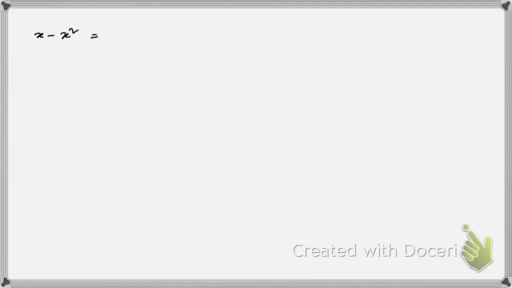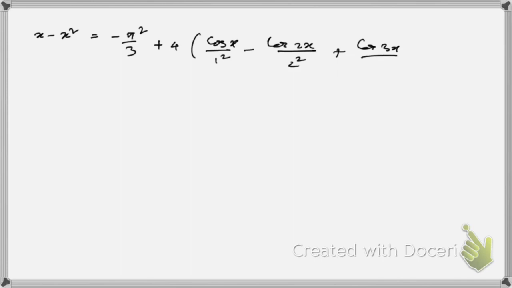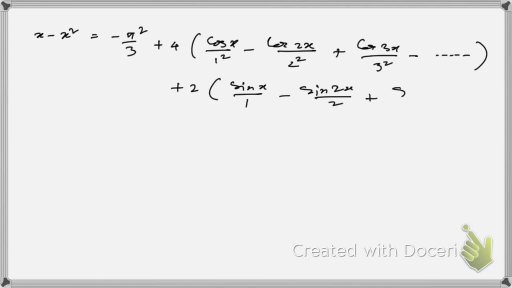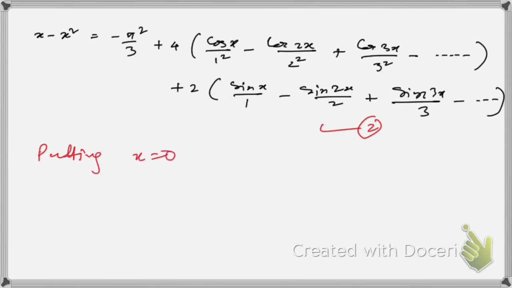x minus x square is equal to minus pi square by 3 plus 4 into cos x by 1 square minus cos 2x by 2 square plus cos 3x by 3 square minus so on, right? Plus 2 into sine x by 1 minus sine 2x by 2, then plus sine 3x by 3, then minus again, then so on. So let me take this as equation number 2 and putting x is equal to 0 in 2.